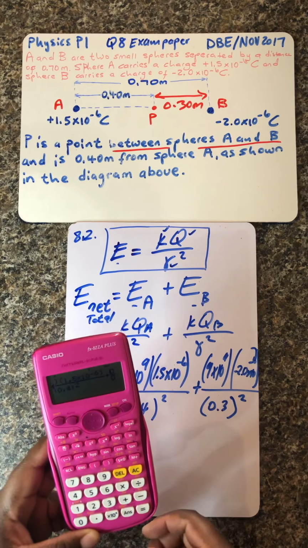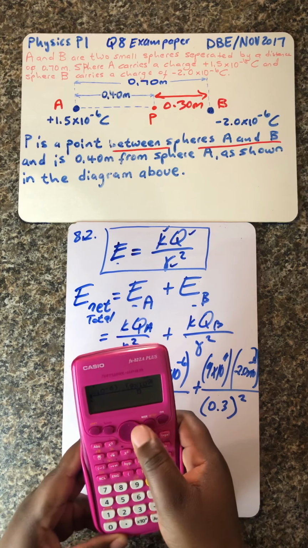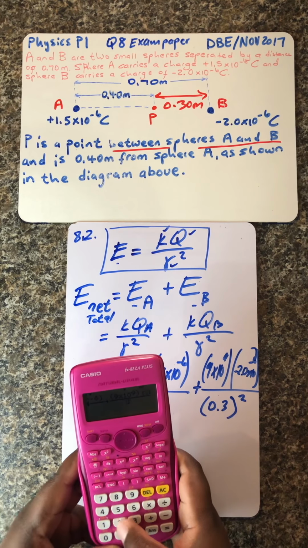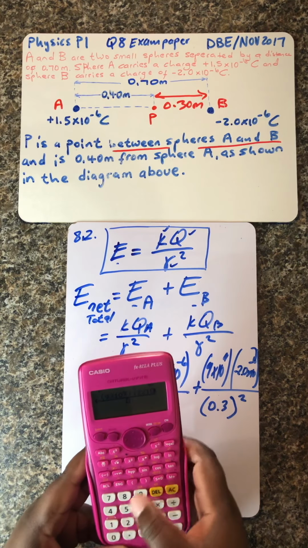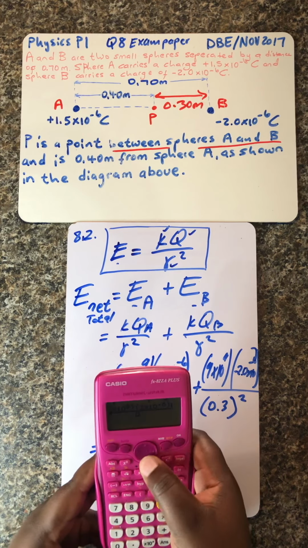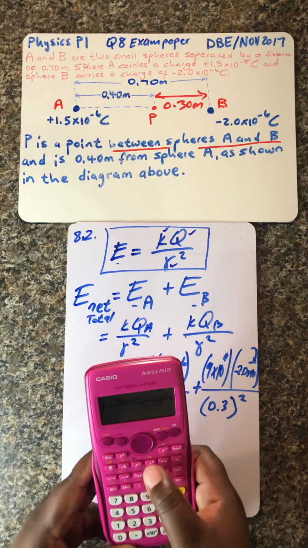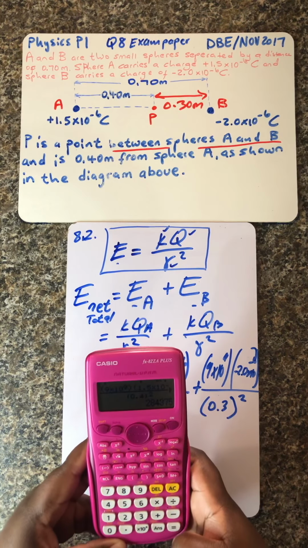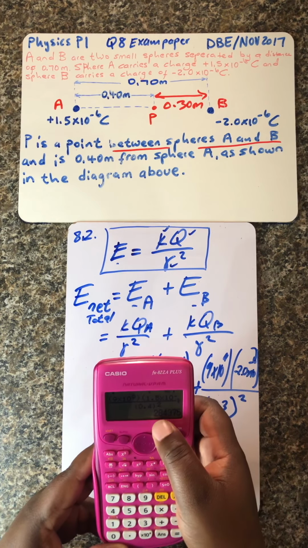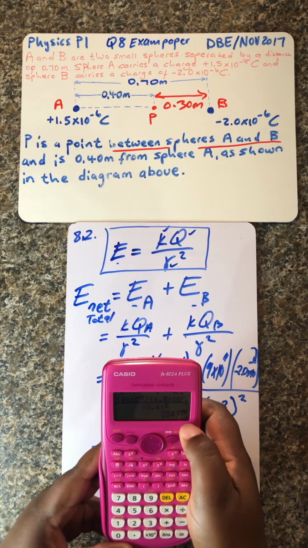Follow the same procedure. Start with the fraction button, you open 9 times 10 to the exponent 9, you close, you open, it's 2 times 10 to the exponent negative 6, you close, you go to the denominator side, you open 0.3, you close, and then you square it. Okay, so the answer that we get is 284,375.